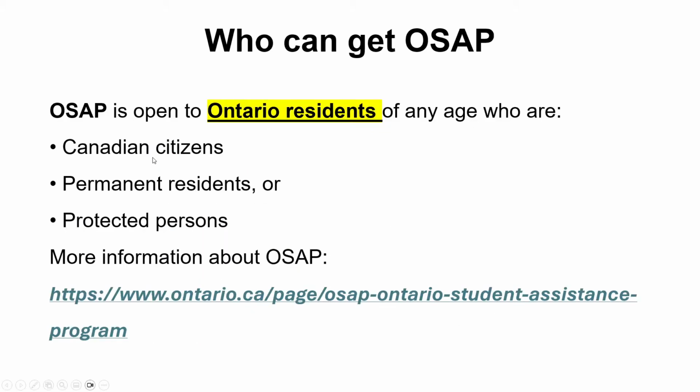The OSAP is open for Ontario residents of any age who are Canadian citizens, permanent residents, or protected persons. For more information about the OSAP, I'm going to put this link in the description for you to refer to.